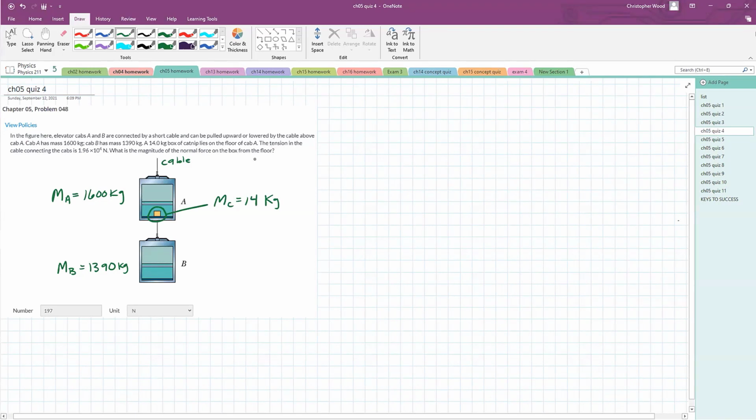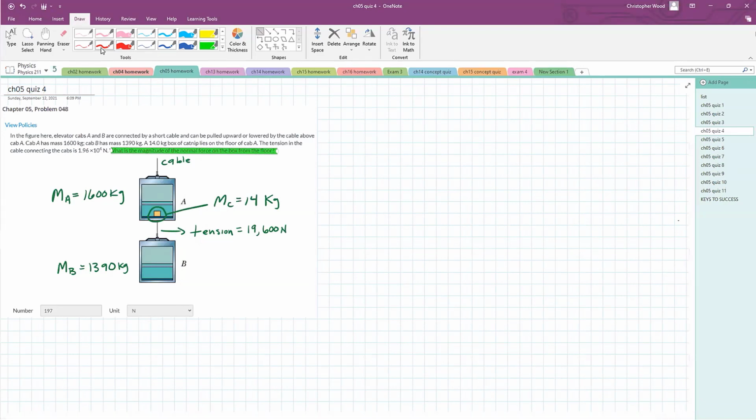But the mass of this box is 14 grams, again, with my numbers. All right, and it's lying on the floor. The tension in the cable connecting the cabs, so right here, you would hook up a force gauge, and the force gauge would say this tension is 19,600 newtons. That's good. All right, that's it. What's the magnitude? So this is what we're looking for. What is the magnitude of the normal force acting on the catnip, mass subscript C? I'm just doing A, B, and C. I'm referring to this as mass C.